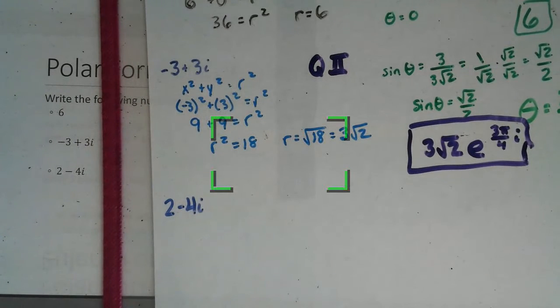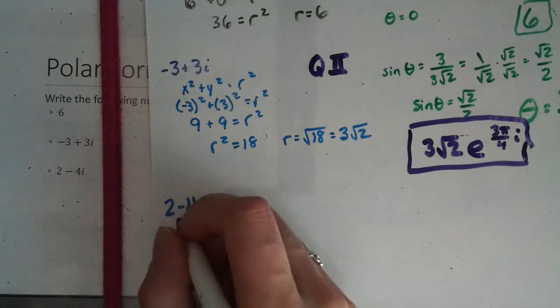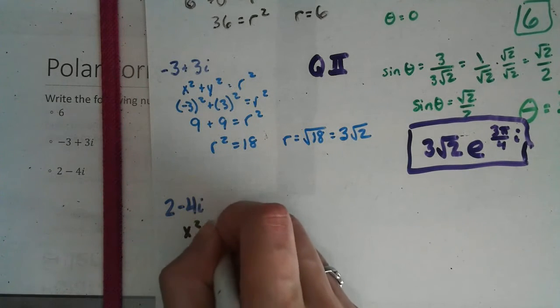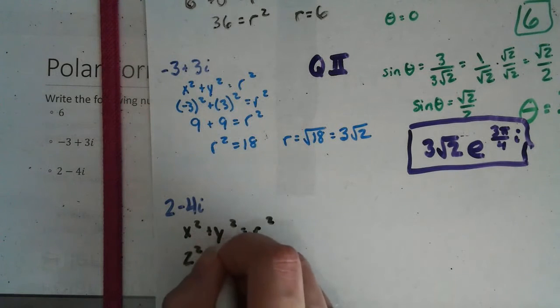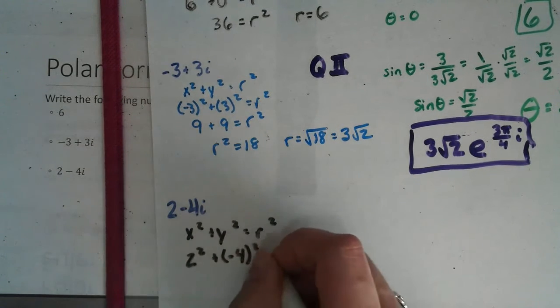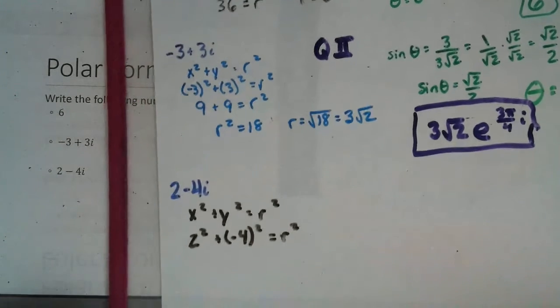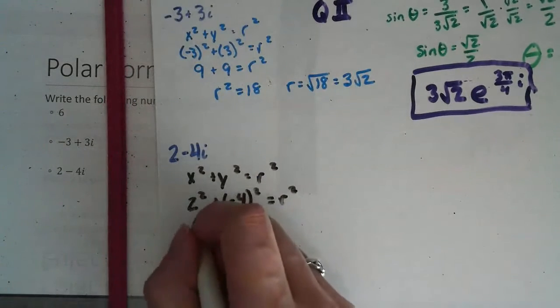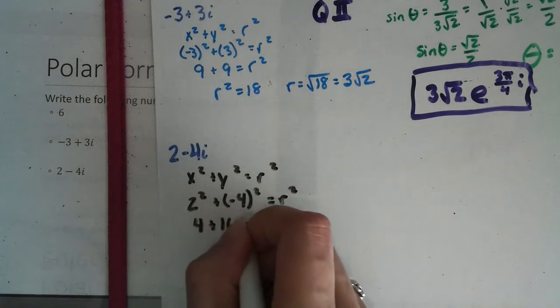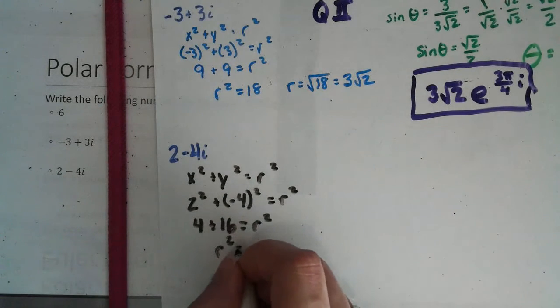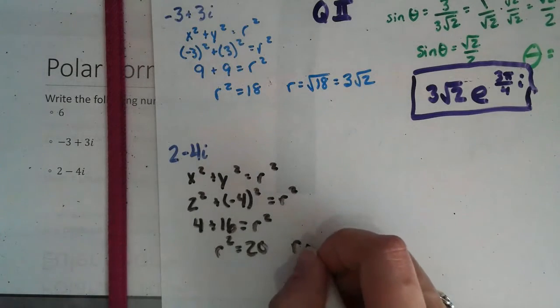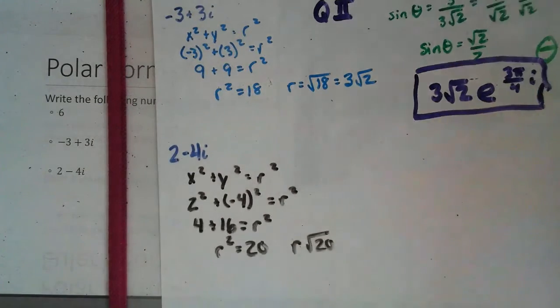And this one's not going to land on our unit circle, so we'll get some practice with the calculator. So we have x squared plus y squared equals r squared. So that's 2 squared plus negative 4 squared is equal to r squared. That is 4 plus 16 is equal to r squared. So r squared is 20, meaning r is the square root of 20.